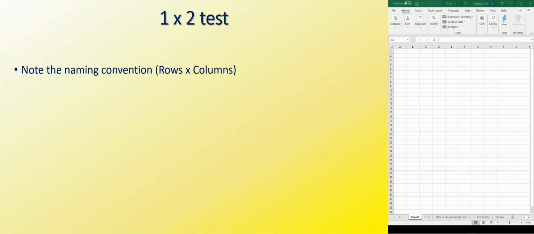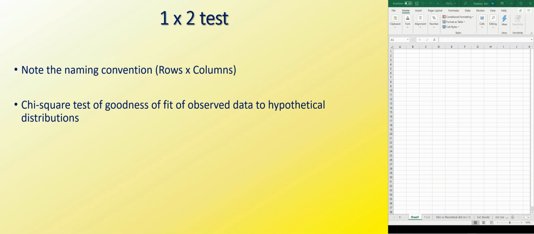The first test that I'm going to look at is the goodness of fit test on the 1 times 2 test. Now, when we describe a 1 times 2, what we're actually saying is that there are 1 row and 2 columns. And this naming convention follows for all the tests. So you might see 2 times 2, meaning 2 rows and 2 columns, or 3 times 2, 4 times 2, and so on. What we're going to do is take the data that we put in and compare that to a hypothetical distribution. So in this case, we're going to look at the range that's within the chi-squared distribution, which is adapted from the normal distribution.